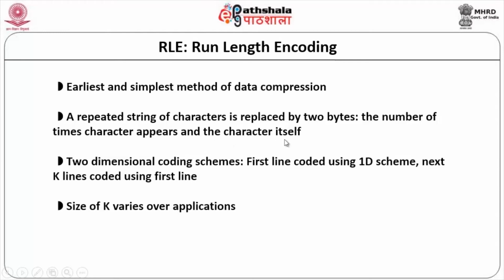What does it do? A repeated string of characters is replaced by 2 bytes. So, naturally, if a particular character appears more and more, the character itself is taken into consideration and it is replaced. 2-dimensional coding is done. The first line is coded using the 1D scheme, and the next k lines are coded using the first line. Obviously, the number of k lines will depend upon the application type you are using it for.